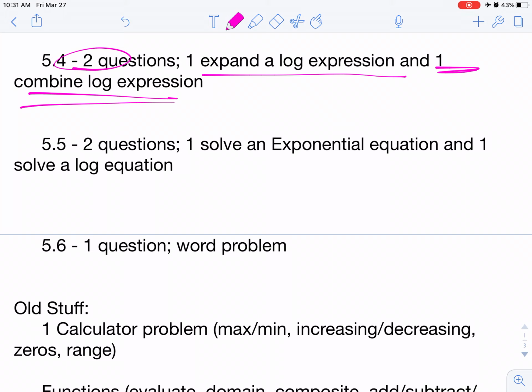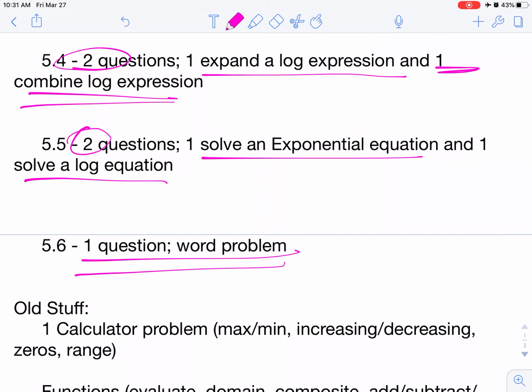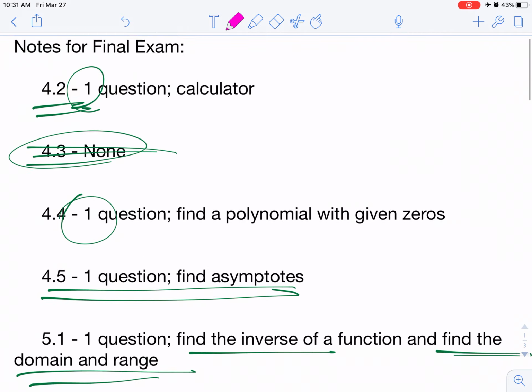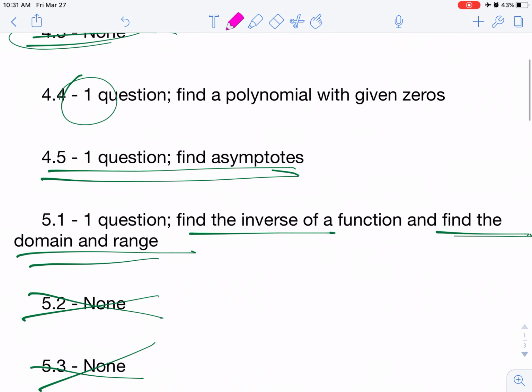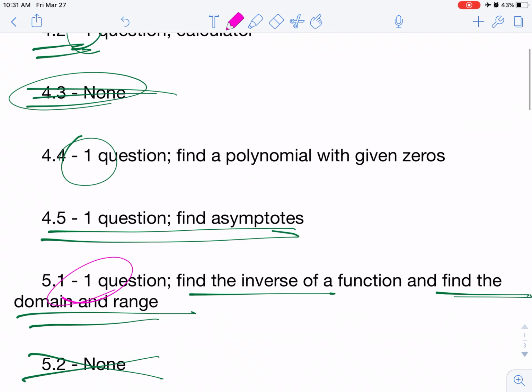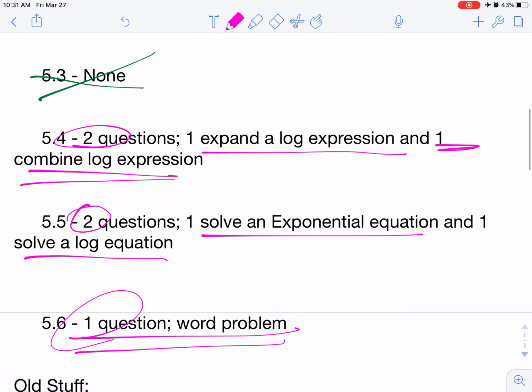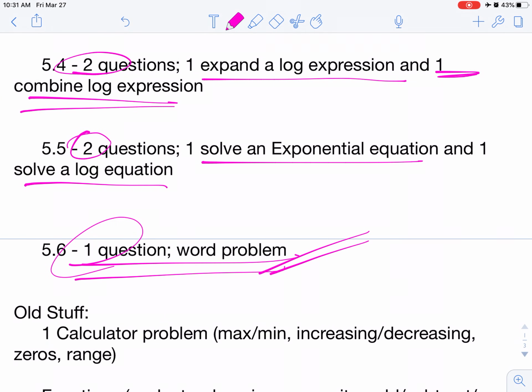5.5 is, again, there's going to be two questions, one solving an exponential equation, one solving a log equation, okay? And then 5.6 is one of those word problems, exponential growth or decay. So if that gets added up, 1, 2, 3, 4, 5, 6, 7, 8, that's about 8 problems. That's about half the test right there.